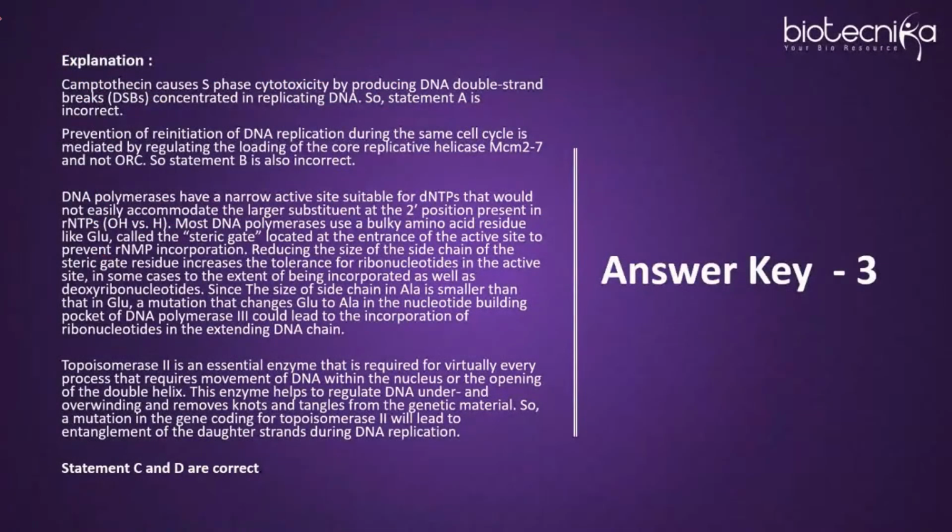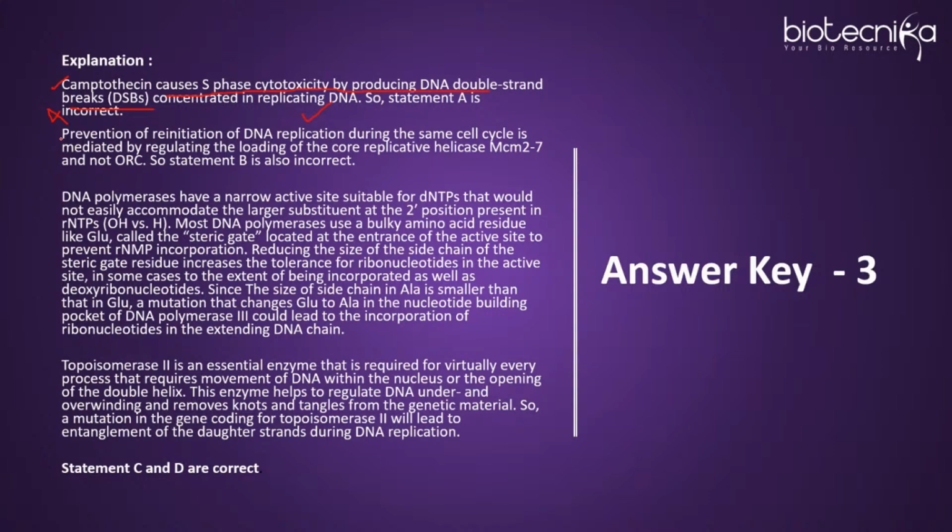So the explanation here is being given. Firstly, as I have mentioned, this particular inhibitory protein, camptothecin, causes S phase cytotoxicity by producing DNA double strand breaks, right? Concentrated in the replicating DNA. So statement A is the incorrect one here.